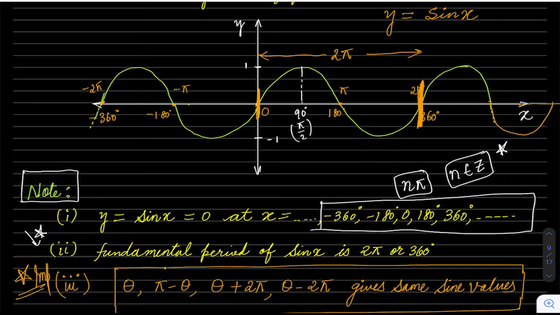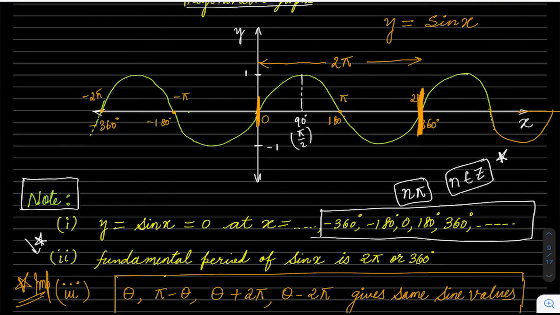Now why is it called fundamental? Because it's the smallest positive value. That's why we say fundamental. It can have many periods, but that's not of any concern to our curriculum. Okay, so that is important. Now what's the use of this? The use is very simple. When you say the period is 2 pi, what's the use?